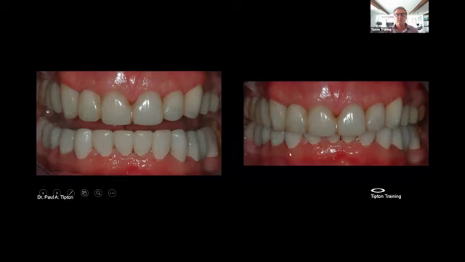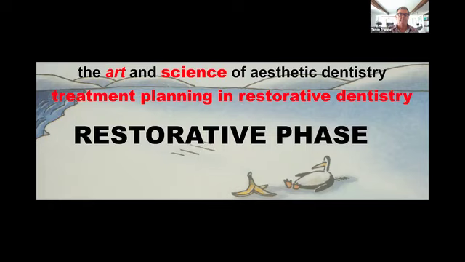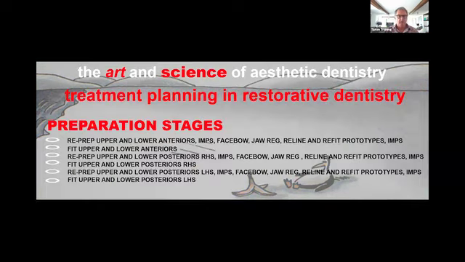And now we've been assessing for function, we've been assessing for aesthetics and phonetics. And we're now ready to go to our restorative phase. And our restorative phase is going to be, as you know, in stages. So we're going to run through our stages now. And our stages are always the same.